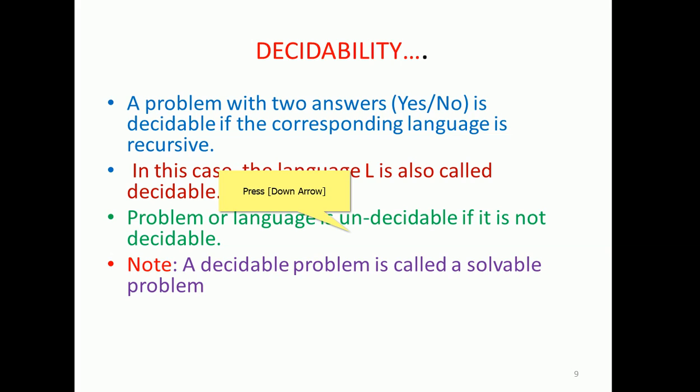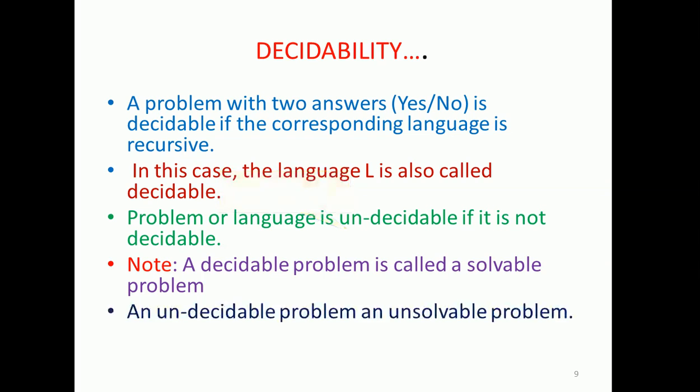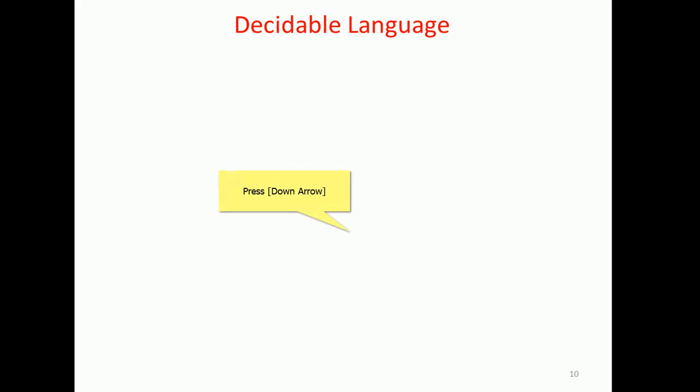Note that a decidable problem is called a solvable problem. Solvable problems are decidable, and vice versa. Undecidable problems are unsolvable problems.